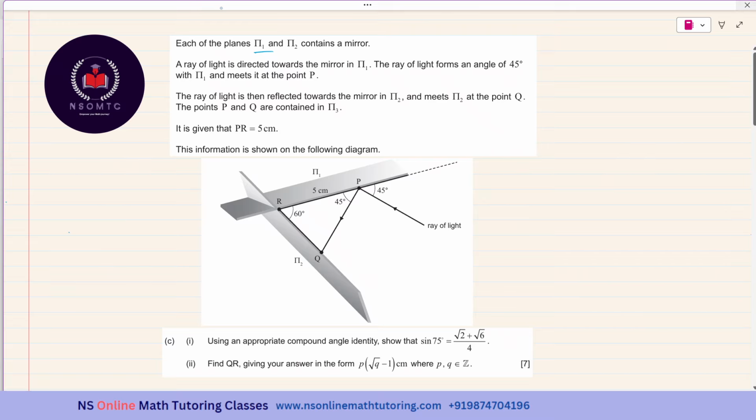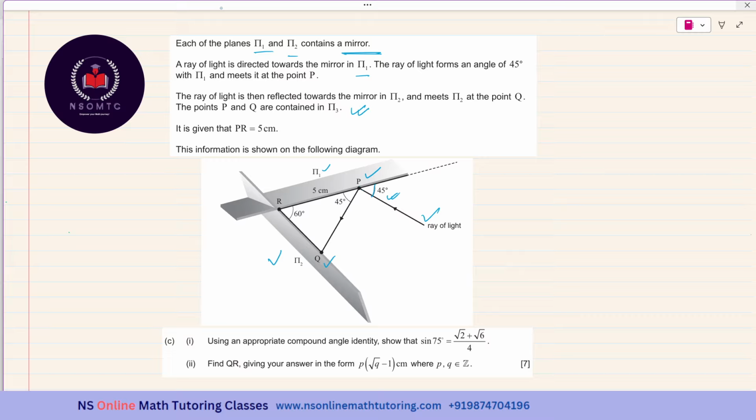Each of the planes pi 1 and pi 2 contains a mirror. A ray of light is directed towards the mirror in pi 1. This is the diagram. This is the ray of light directed towards the plane pi 1. The ray of light forms an angle of 45 degrees with the plane pi 1 and meets it at the point P. The ray of light is then reflected towards the mirror in pi 2 and meets pi 2 at the point Q. The points P and Q are contained in pi 3, the equation that we have just got in subpart B.